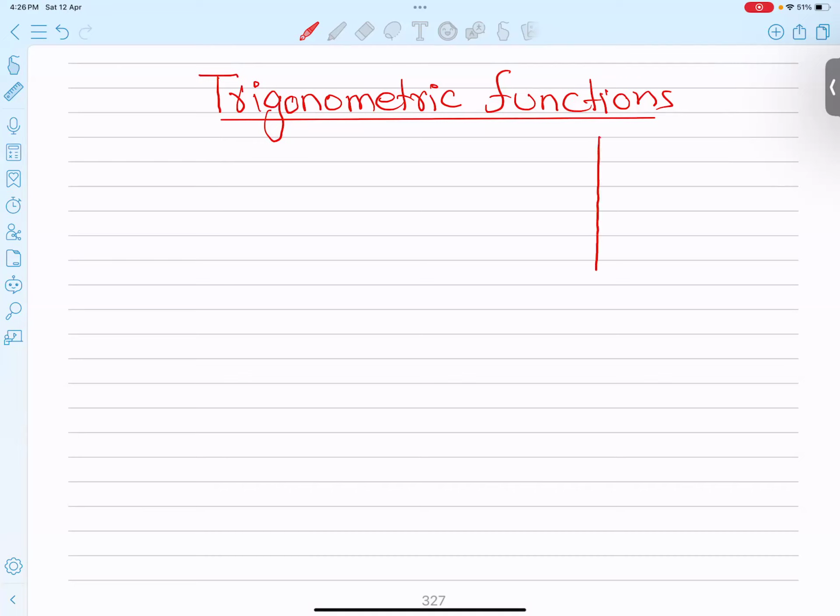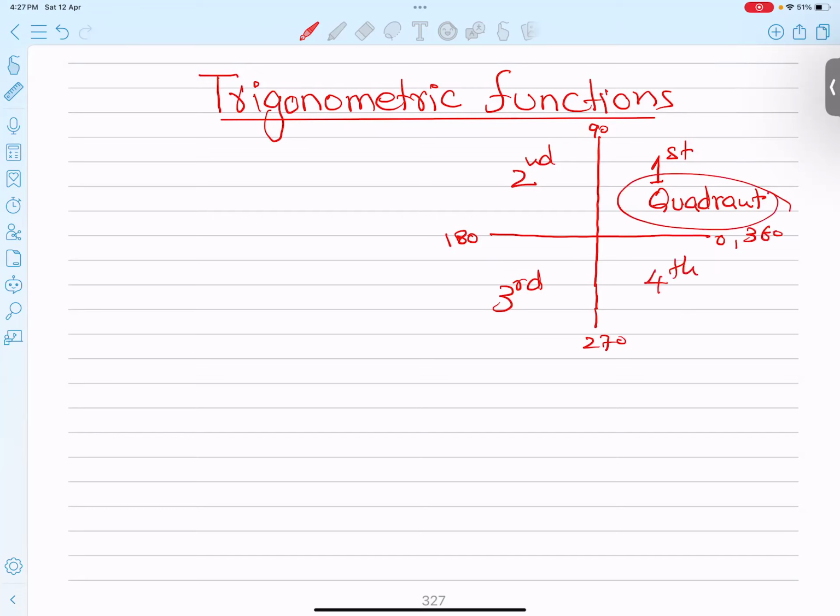0 to 90 degrees is called the first quadrant. This is called the second quadrant, 90 till 180. And again 90 added, we get 270. This is called the third quadrant. And again 90 added, I get 360 degrees. And this is called the fourth quadrant.